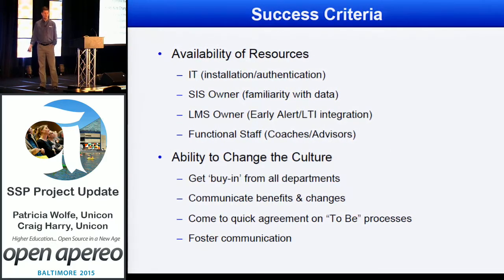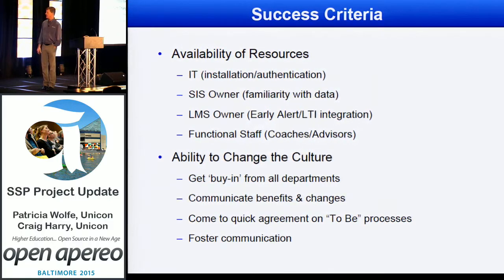Then we've got the LMS owner, if we're doing a LTI integration with them. So if there's any online component, we're doing the LTI for early alert integration. And then there's the functional staff. So we usually have 2 functional staff at least involved at a managerial or lead level. So the availability of all 4 of those departments is critical. If we don't have one of those, it slows the implementation down considerably.